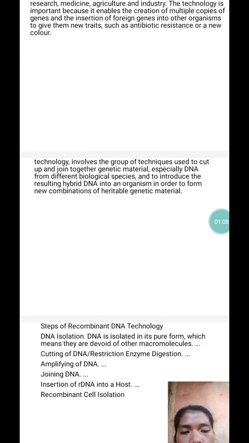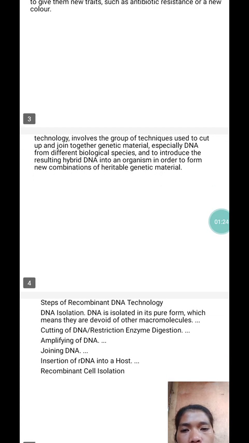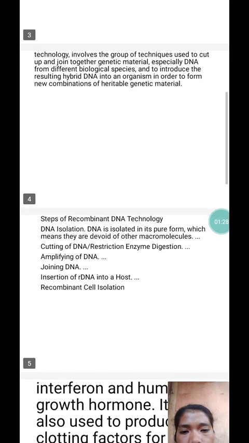The technology involves the group of techniques used to cut up and join together genetic material, especially DNA from different biological species, and to introduce the resulting hybrid DNA into an organism in order to form new combinations of heritable genetic material.